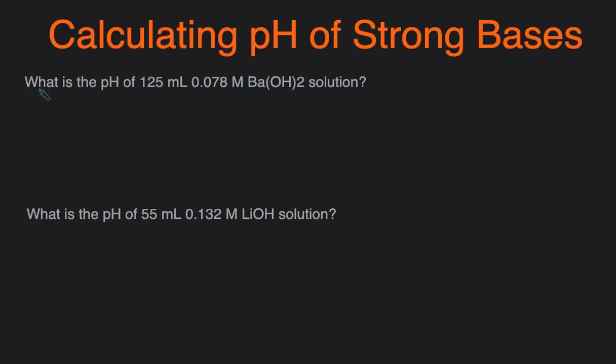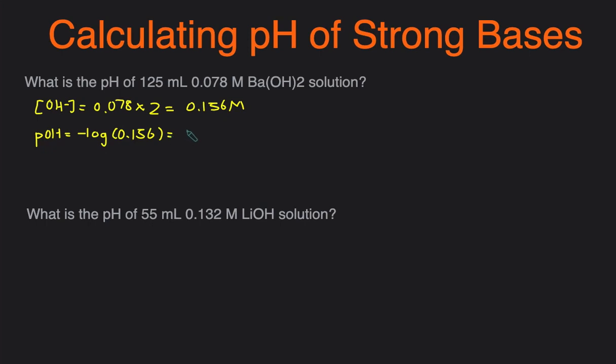The first question asks, what is the pH of 125 milliliter 0.078 molar barium hydroxide solution? The very first step is to figure out the concentration of hydroxide, and to figure that out, you'll take the original concentration of the base, in this case 0.078, and then multiply by the number of OHs. Here we have two OHs in one barium hydroxide, so we multiply by 2, which will give us the concentration as 0.156 molar. Then you figure out the pOH by taking the negative log of the OH value that we got.